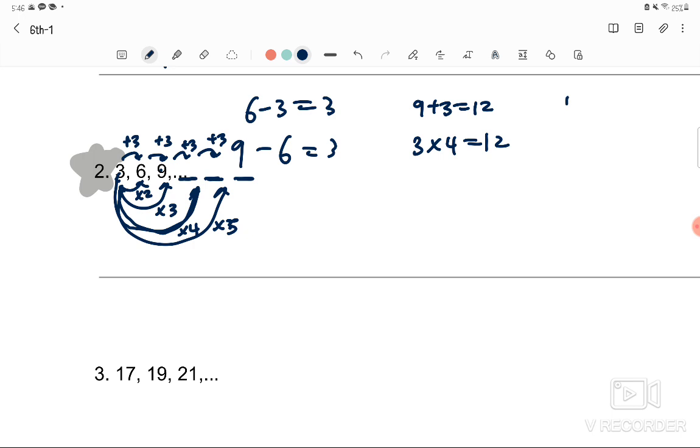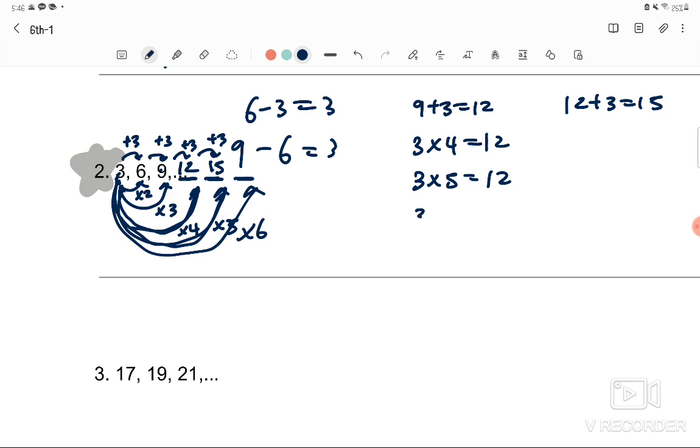12 plus 3 is 15, and 3 times 5 is also 15. So they all get the same answer. 3 times 6 is 18, and 15 plus 3 is 18. So the answer is 12, 15, and 18.